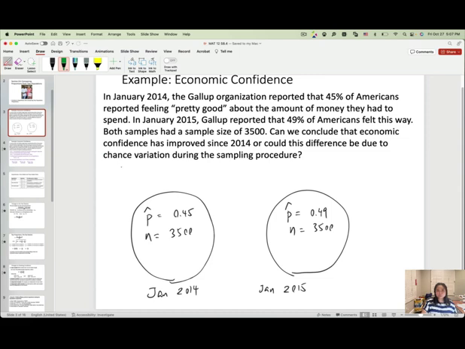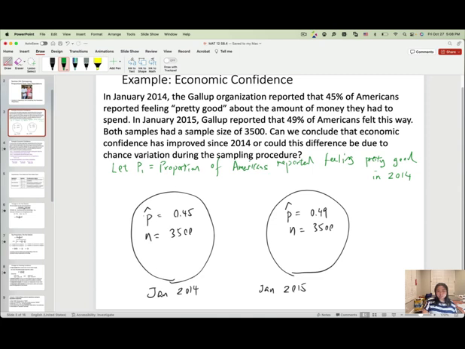For this kind of question, first I need you to define the proportions. We're going to let p1 be the population proportion of Americans reporting feeling pretty good about the amount of money they had to spend in 2014. Okay, that would be your p1.